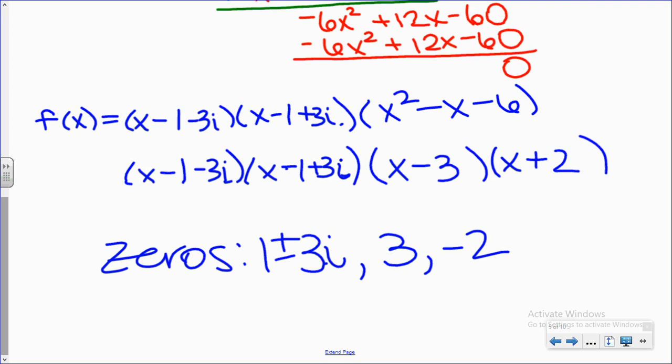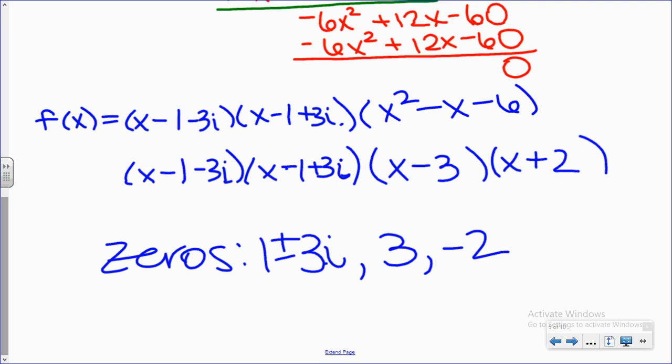Okay, let's talk about what your other option would be. Your other option would be to take those imaginary zeros, and you could have done synthetic division twice. And then you would be left with the x squared minus x minus 6.